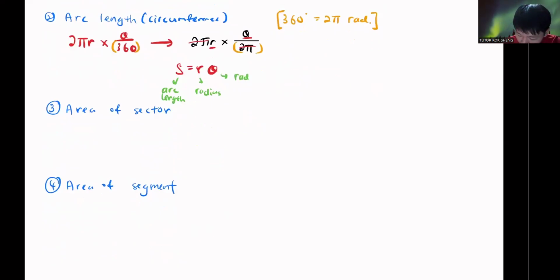Area of the sector. This is the one I mentioned here. This is the one to find the area for a piece of pizza. So for the formula, you also learned that last time in Form 2. The formula is pi r square times theta over 360.